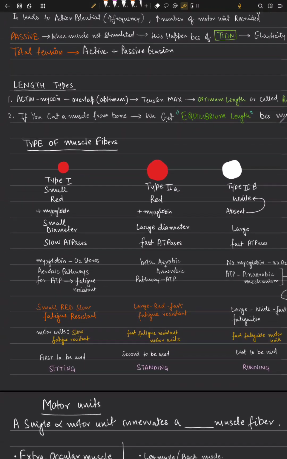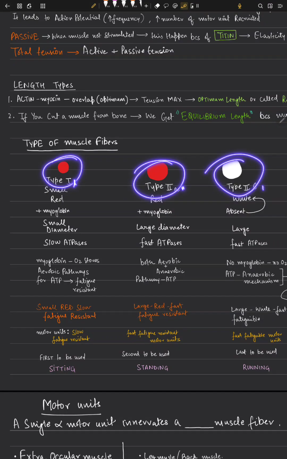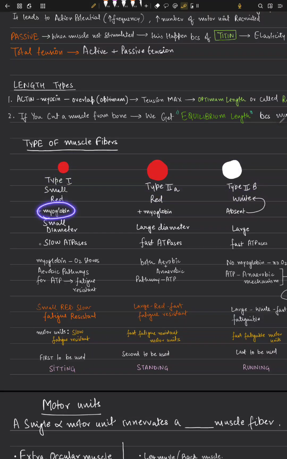Well, there are three types of muscle. Type 1, type 2A, type 2B. Okay. So this is red, this is red, this is white. Why is it red? It is red because myoglobin is present here. If myoglobin is present, it means it can work on aerobic synthesis of ATP. Cool. If it is white, it means there is no myoglobin, so there is no ATP production from the aerobic system.